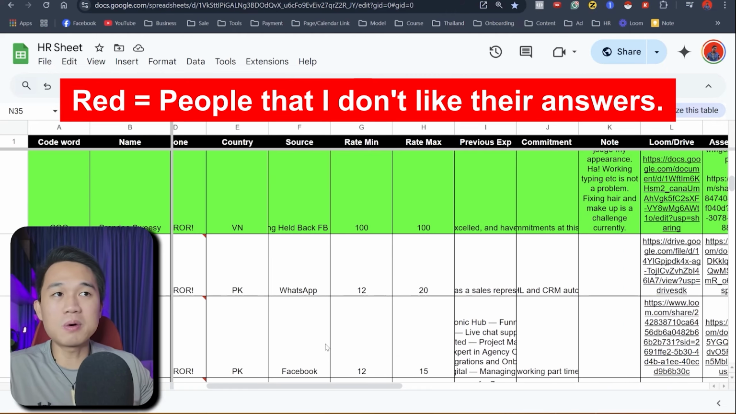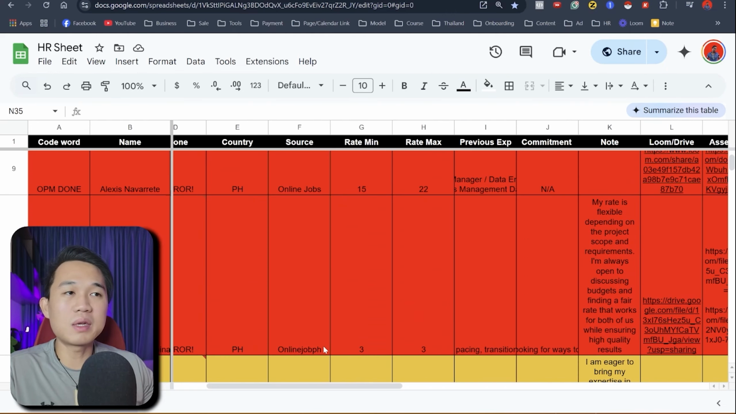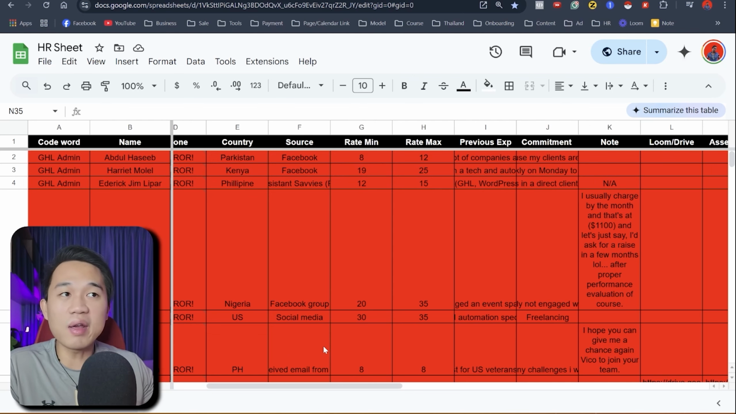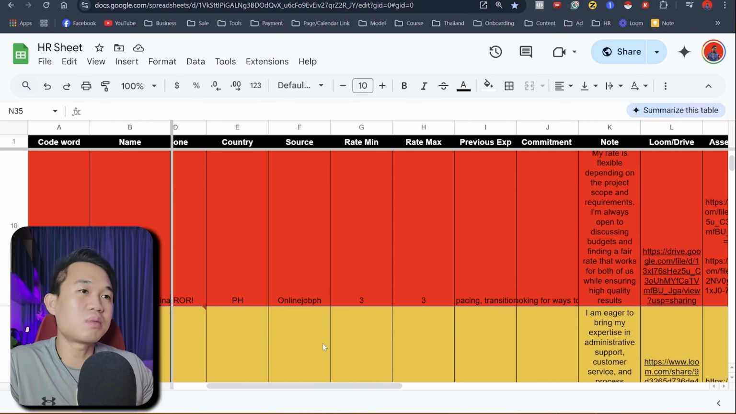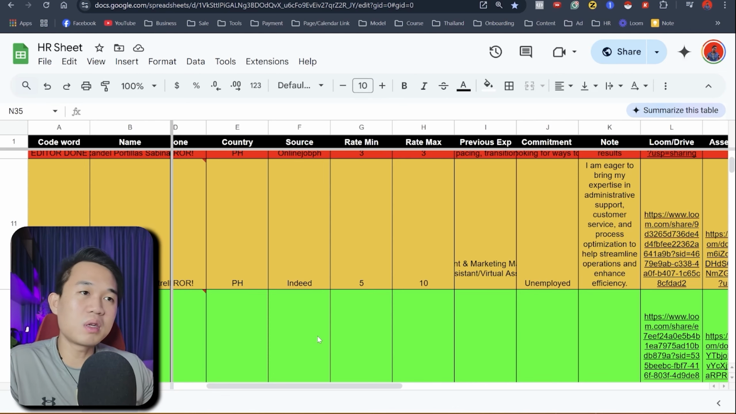So red is people that I look at the assessment and I didn't like the answer and I'm not going to interview these people, saving heaps of time. That's the whole point of the assessment. And then I mark somebody yellow. I might want to revisit them again in the future for another job role, but probably not for this role.